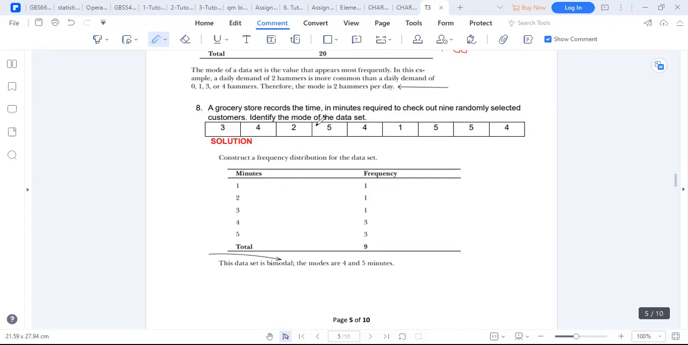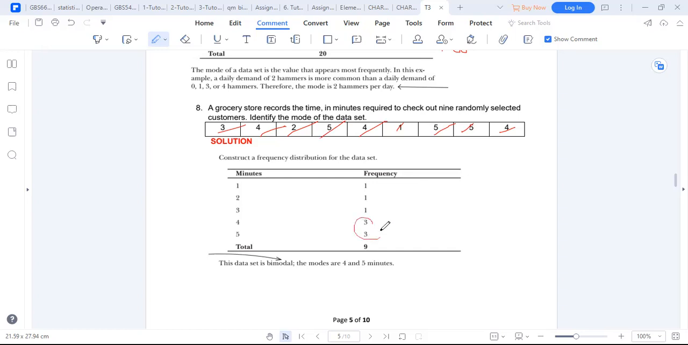A grocery store records the time in minutes required to check out 9 randomly selected customers. Identify the mode. So when we go here, we have 1s up to 5. How many 1s do we have? We have 1. How many 2s do we have? We have 2. How many 3s do we have? We have 3. How many 4s do we have? We have 4. How many 5s do we have? We have 4. So our mode is the value that appears the most.